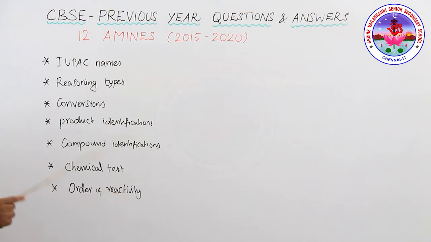Then the distinguishing chemical tests, and finally the order of reactivity, like solubility, acidic strength, basic strength. That is, the arrangement in increasing order or decreasing order, whatever it is. This is just like order of reactivity type questions. Now we will see the questions one by one.